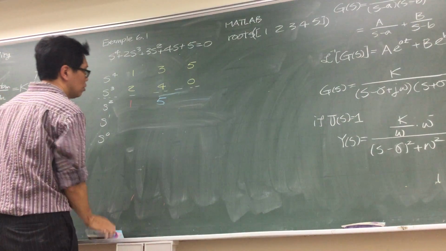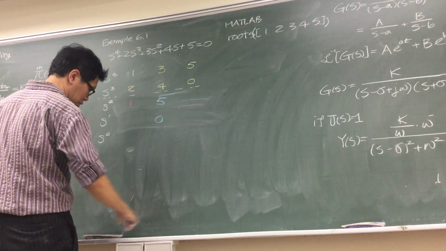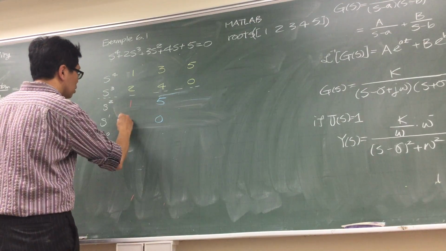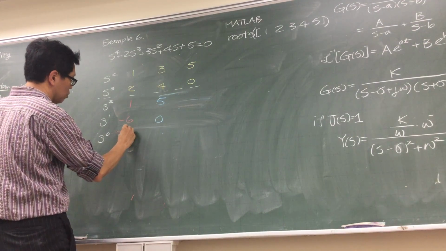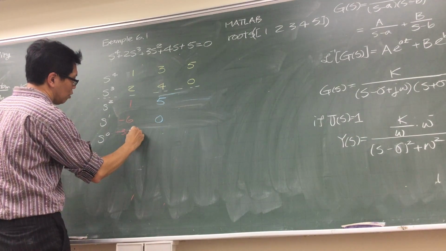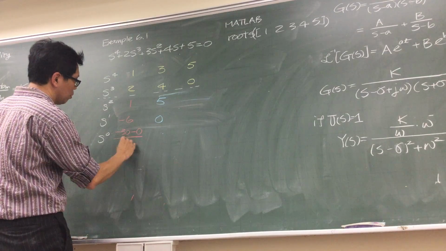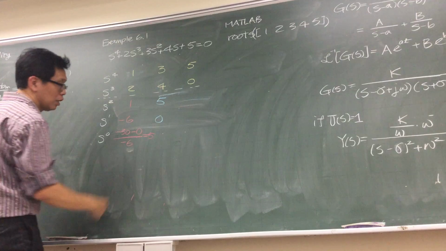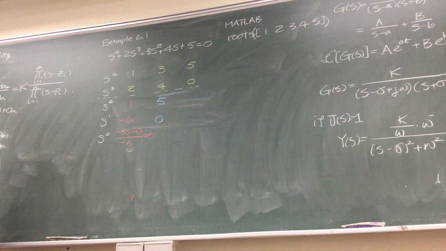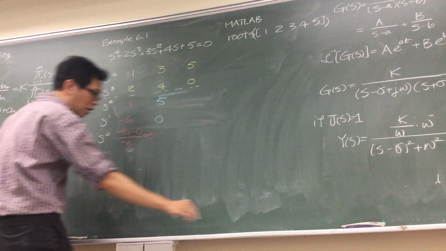You don't need to worry about this one at this moment, but this one over here is negative 30 minus 0 divided by minus 6. So I got 5. How many times do I change sign? 2 times. So is it stable or unstable? Unstable.